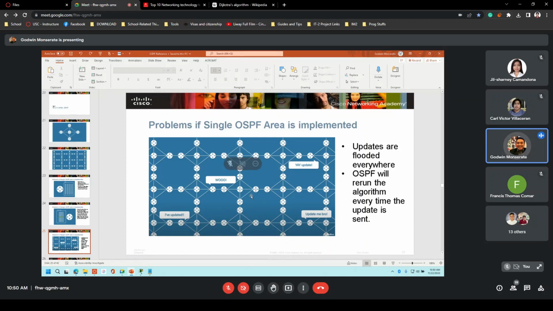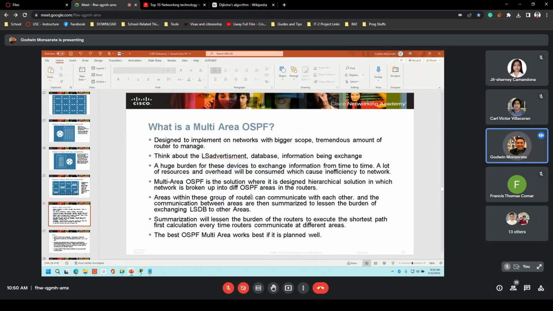Okay? So, this is where now a multi-area OSPF will be applied. The multi-area OSPF is designed to implement a network with bigger scope, tremendous amount of routers to manage. Think about the LSA, the database information being exchanged. So meaning, kung dagan ang router, puntong dagan ang information nga ilang i-exchange. A huge burden for these devices to exchange information from time to time. A lot of resources and overhead will be consumed, which causes inefficiency to your network. So, multi-area OSPF is a solution.